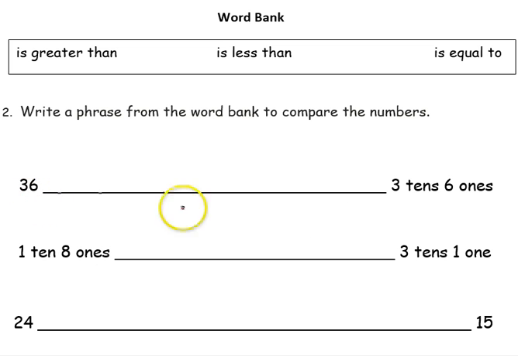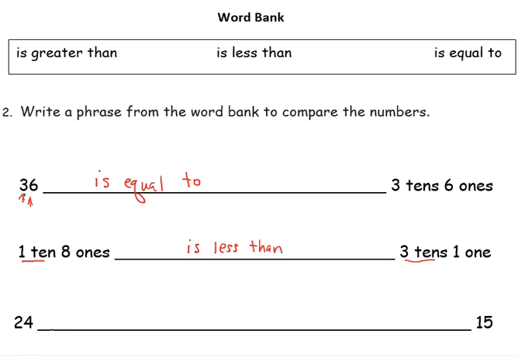Here I'm going to compare 36 to 3 10s and 6 1s. Well, the number 36 has 3 10s and 6 1s, so I'll say that 36 is equal to 3 10s and 6 1s. Next, I'm comparing 1 10 and 8 1s to 3 10s and 1 1. If I compare my 10s first, a number with 1 10 would be less than a number with 3 10s. So we'll say 1 10 and 8 1s is less than a number with 3 10s and 1 1.